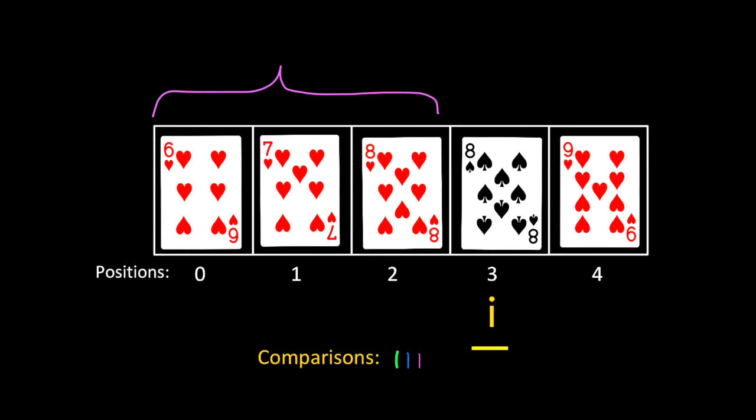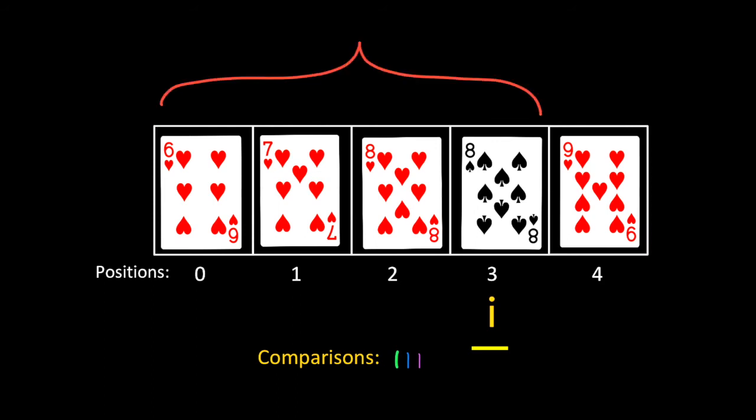In fact, recall that the original order of the 8s was the 8 of hearts first and then the 8 of spades second, so it stayed that way. And by preserving this original order of the equal elements, insertion sort can be considered a stable sort. Anyways, the first four values are sorted. I and sortPos move to position 4, and 9 is the current value.